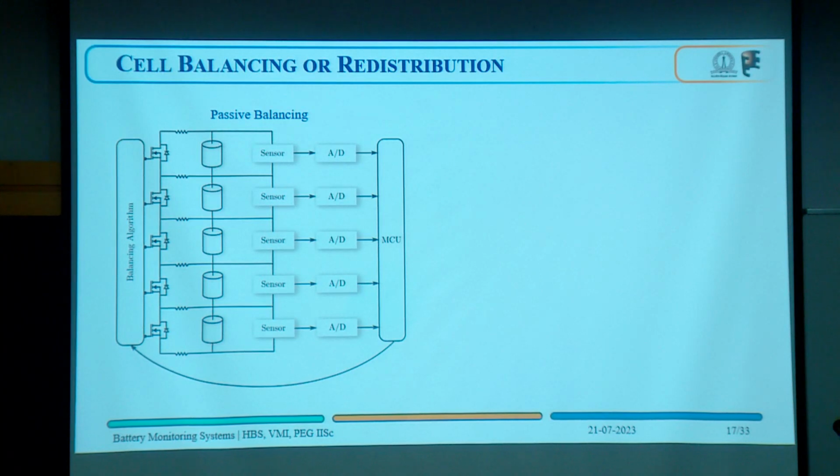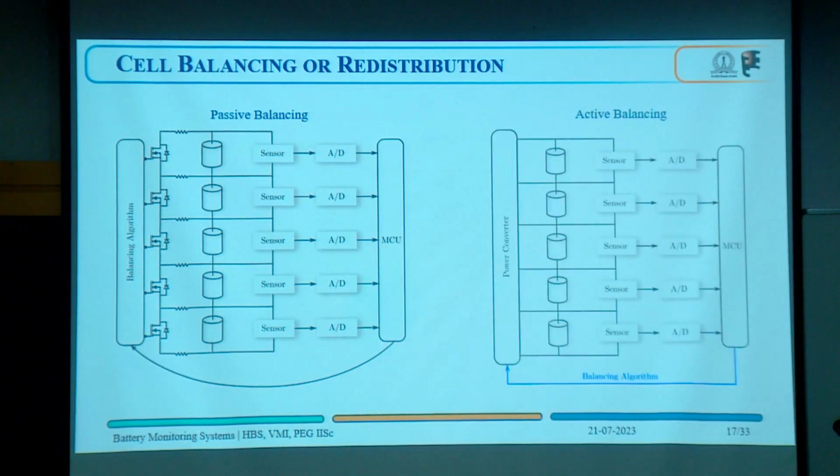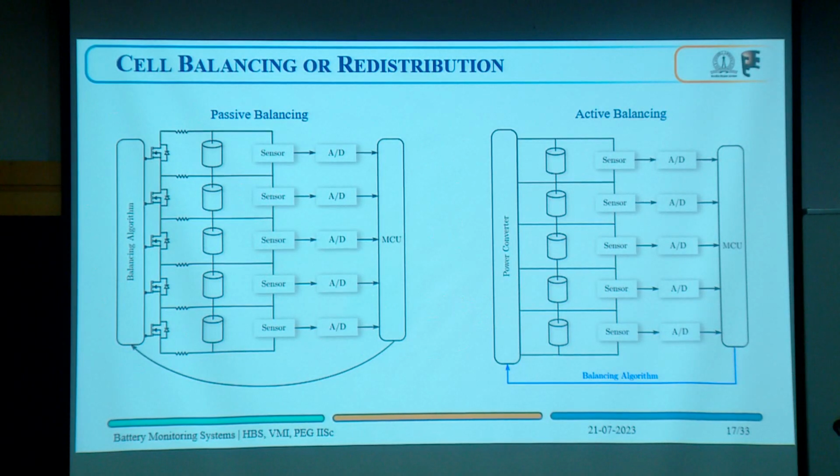This cannot be employed for certain systems. Let us say we have battery packs being used for satellite power supplies. There we cannot afford these losses, so therefore we go for active balancing. In active balancing we have the MCU, again the same thing, but instead of this resistive network, we have a power converter. What the different topologies are, or how it is done, we will be discussing later.